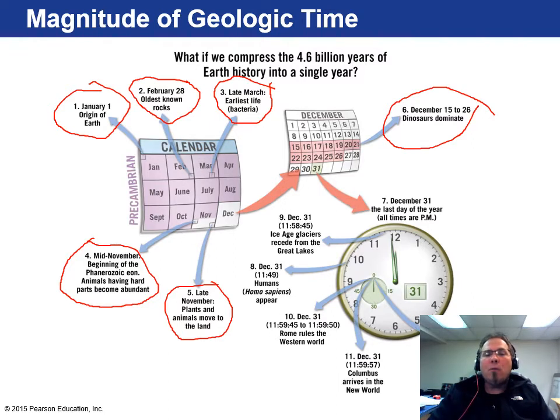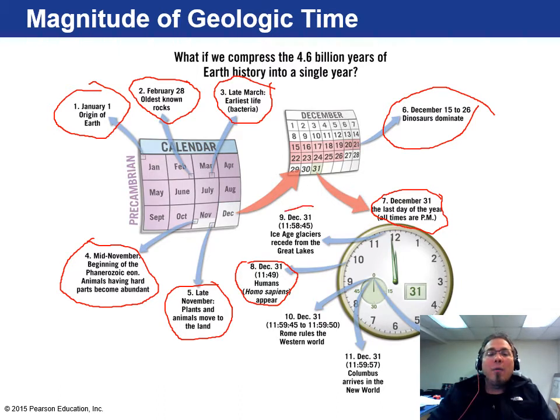So now all of the rest of these occur on December 31st in the PM, meaning towards the tail end of the day. So here on December 31st, with 11 minutes to spare in the year, 11 minutes before the end of the year, we finally get humans. So if you didn't feel insignificant before, we have 11 minutes left in the year with all this time, and that's when humans finally occurred.